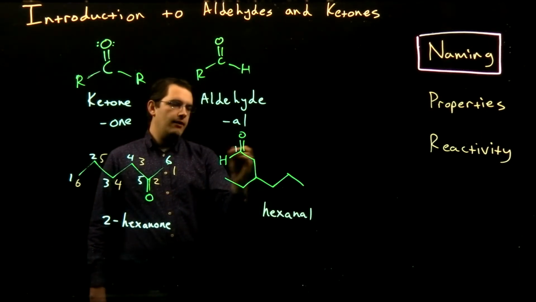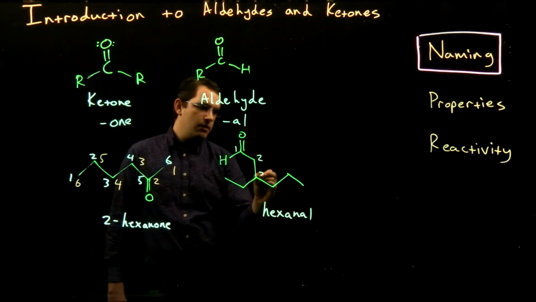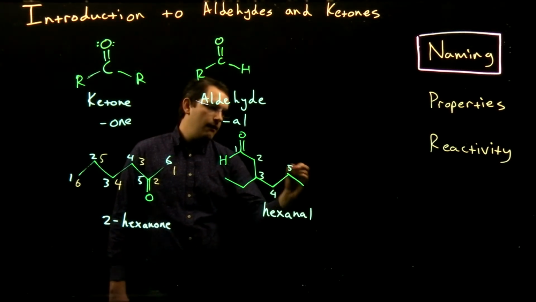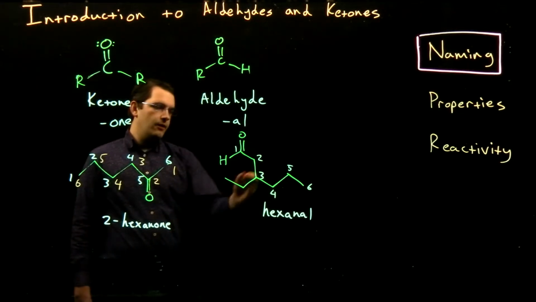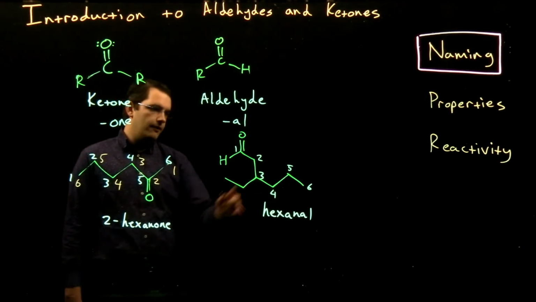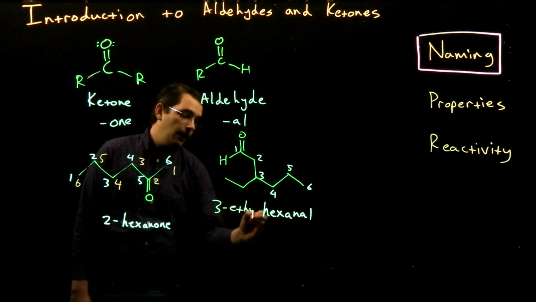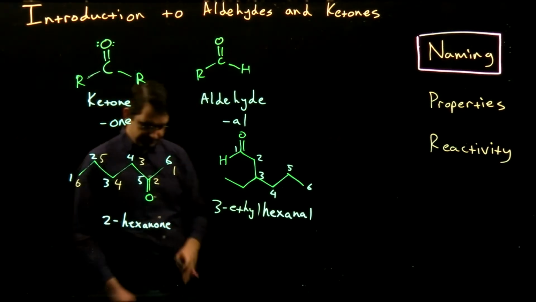Of course, our counting comes from the first carbon with our aldehyde here. And so this would be then an ethyl branch with 2 carbons coming off our third position. So this would be 3-ethylhexanal.